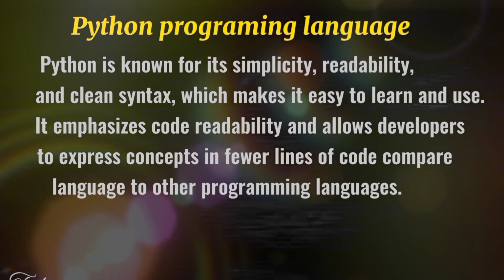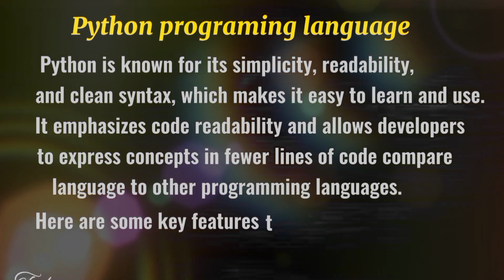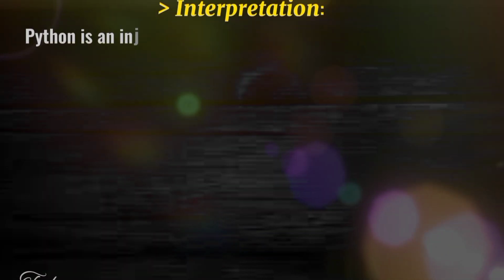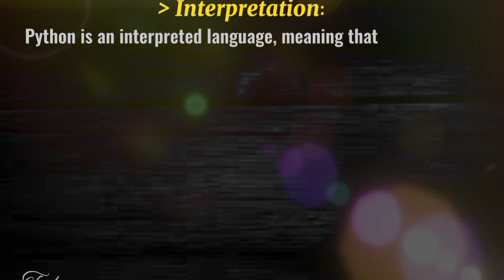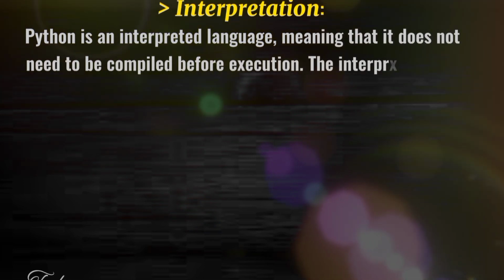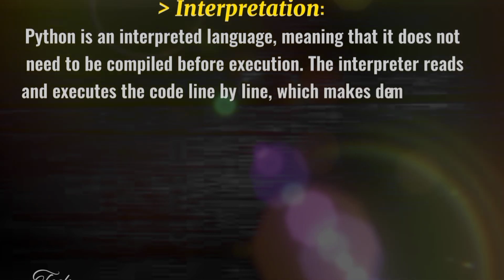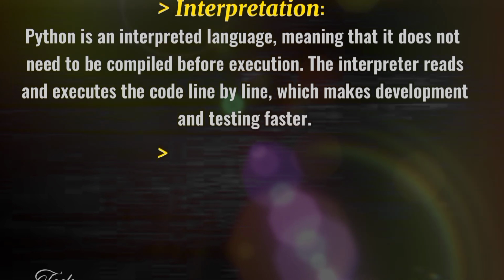Compare the language to other programming languages. Here are some key features and characteristics of Python. Interpretation. Python is an interpreted language, meaning that it does not need to be compiled before execution. The interpreter reads and executes the code line by line, which makes development and testing faster.